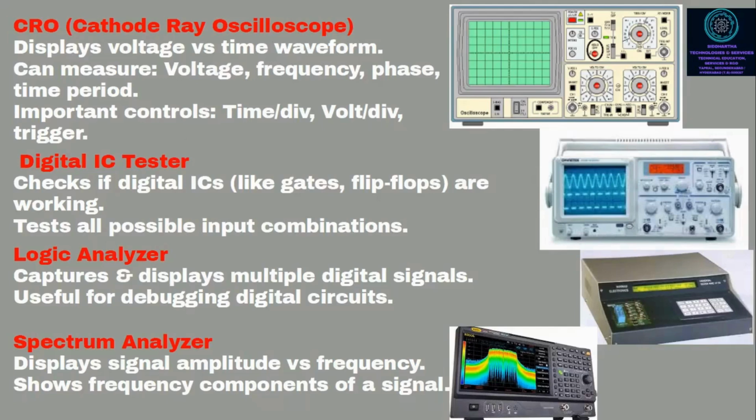Then the next one is the logic analyzer. It captures and displays multiple digital signals, and is used for debugging digital circuits. Just next to it, related to that, you have the spectrum analyzer. It displays signal amplitude versus frequency. When we talk about frequency, naturally the amplitude comes into the picture. So the spectrum analyzer is mainly used for frequencies, showing the frequency components of the signal. Okay, so this part you have to understand.